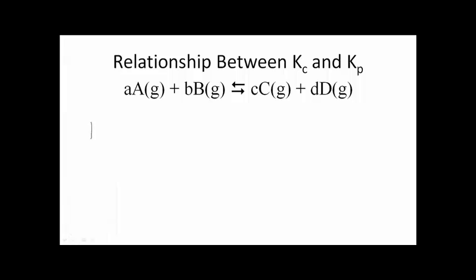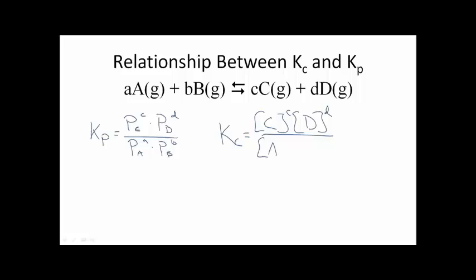So my Kp for this would be the partial pressure of C to the c power times the partial pressure of D to the d power, over the partial pressure of A to the a power times the partial pressure of B to the b power. It's products over reactants. My Kc would be the concentration of C to the c times the concentration of D to the d, over the concentration of A to the a, concentration of B to the b.